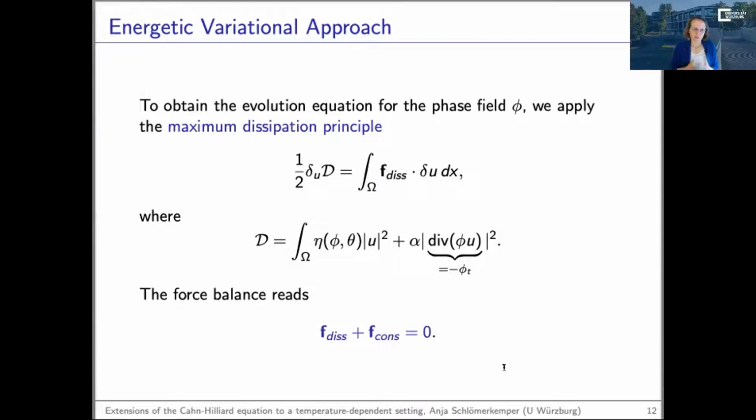Then there is a dissipation principle that we consider here. We have this Ansatz for the dissipation, where we have a friction parameter eta, depending on the phase field and the temperature, times the velocity squared. And this term here is more due to mathematical contributions, so we add another dissipation term here. Then the force balance says that all the dissipative forces, which we obtain by looking at the variation of the dissipation with respect to the velocity, plus the conservative forces add up to 0.